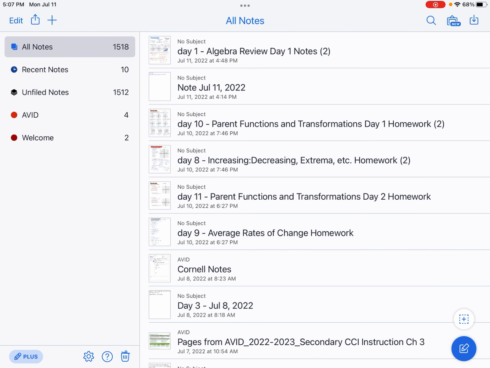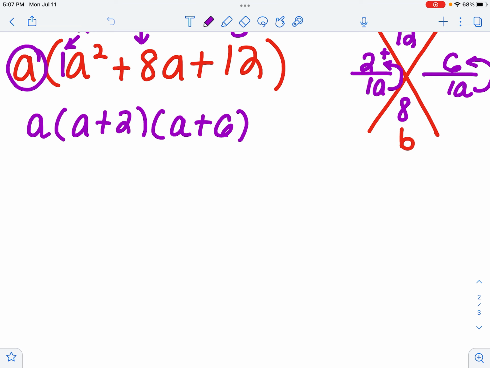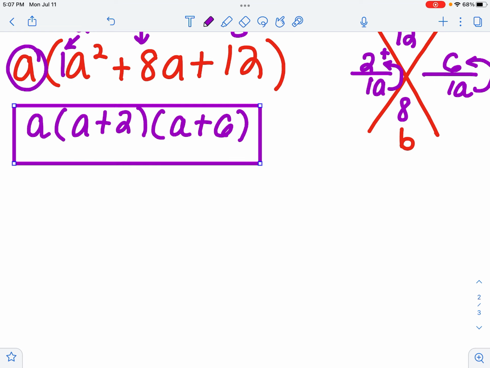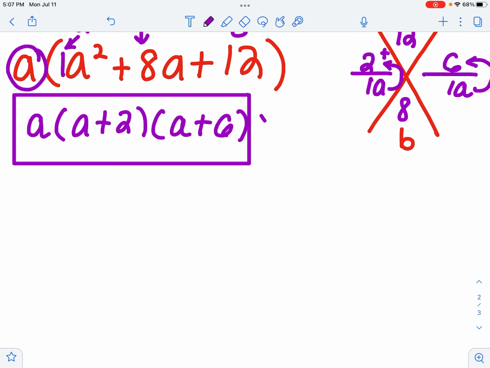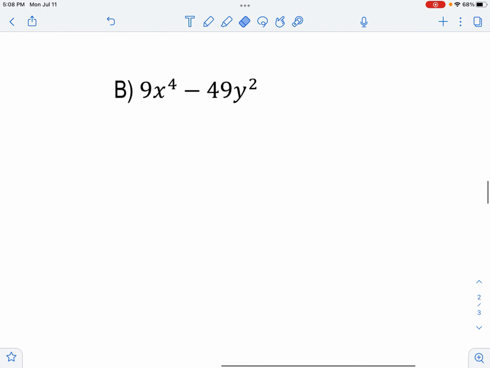All right, so now, oops, I didn't mean to do that. So now you are completely factored. How do I know I'm completely factored? Once you've hit linear terms and you've gotten the GCF out, it's no longer factorable. When I say linear, this is to the first power, to the first power, to the first power. Okay, let's move on to the next one.